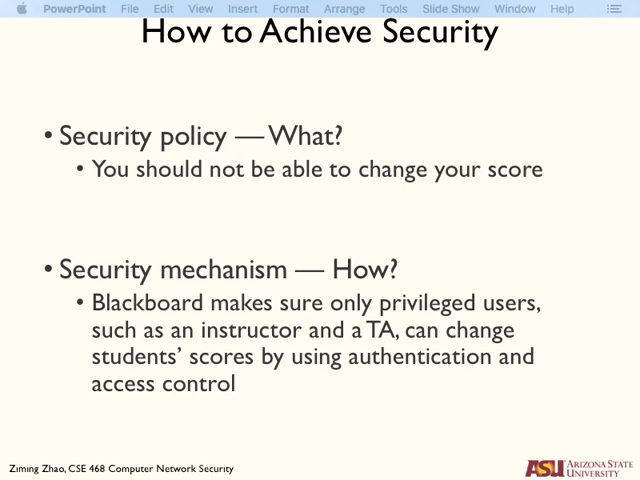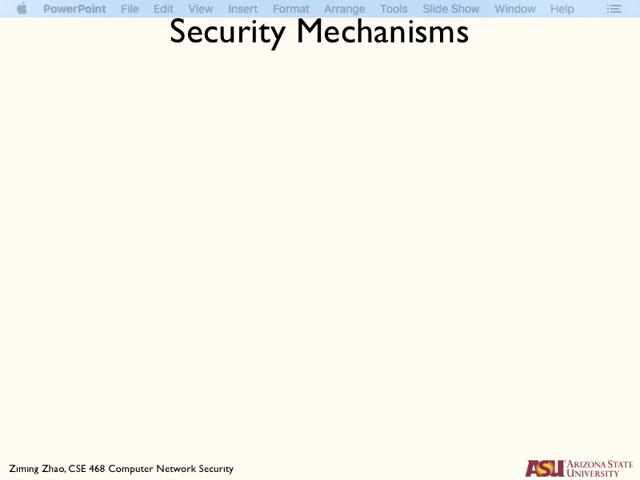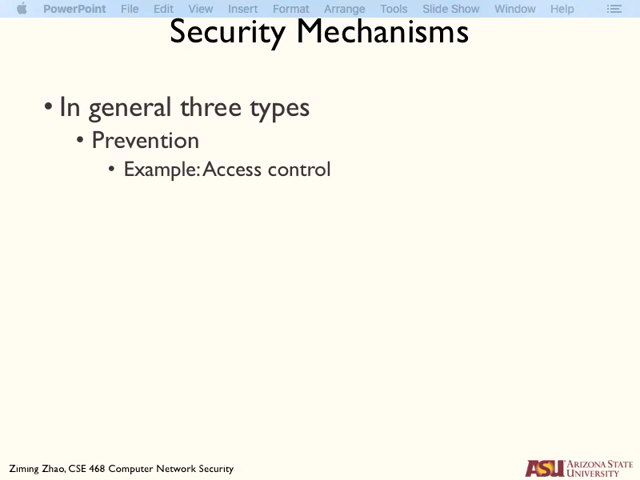So to actually enforce this security policy, Blackboard at least needs to use authentication and access control as the mechanisms. We can also categorize the security mechanisms into at least three categories. The first class is mechanisms that are supposed to prevent bad things from happening. This is for prevention. But still, bad things do happen, maybe because our prevention mechanism is not comprehensive. It cannot defend against all kinds of attack. It can only defend against certain types of attack.